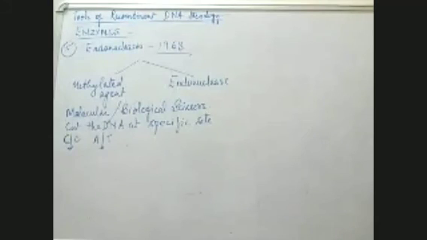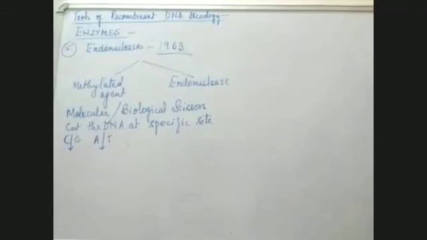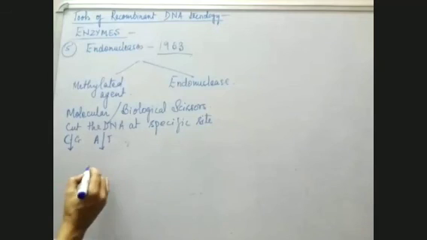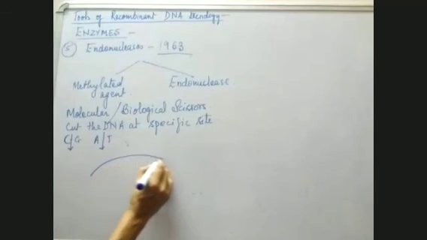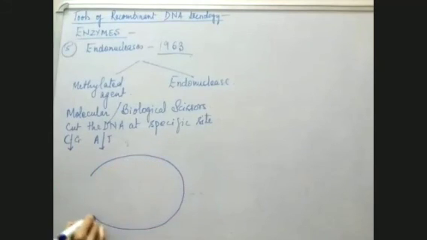Now, how do these two parts, the methylated agent and the endonuclease, work? Let's take an example of a prokaryotic cell, say a bacterial cell or E. coli, because E. coli is used a lot in the study of biotechnology. Let's say we have E. coli here. Now, this E. coli is infected with a bacteriophage.